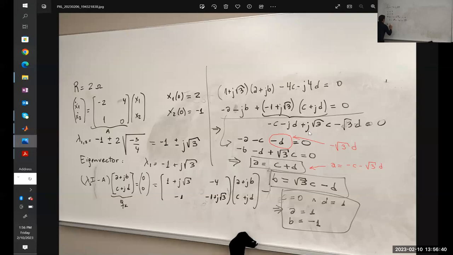Therefore, the eigenvector for lambda 1 will be A plus jB, so it is negative 1 plus j square root of 3. And for the second term will be C plus jD, so we just have 1.